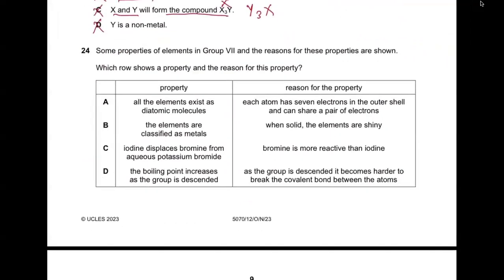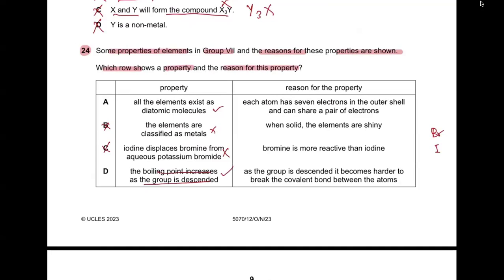Now, MCQ number 24. Some properties of elements in group 7 and the reasons for these properties are shown. Which row shows a property and the reason for this property? Yes, that is the correct property. No, they are not classified as metals, group 7, right? Iodine displaces bromine? No, iodine can't displace bromine because iodine is below and bromine is at the top. The boiling point increases as the group is descended. Yeah, that is fine. So A and D, the properties are correct.